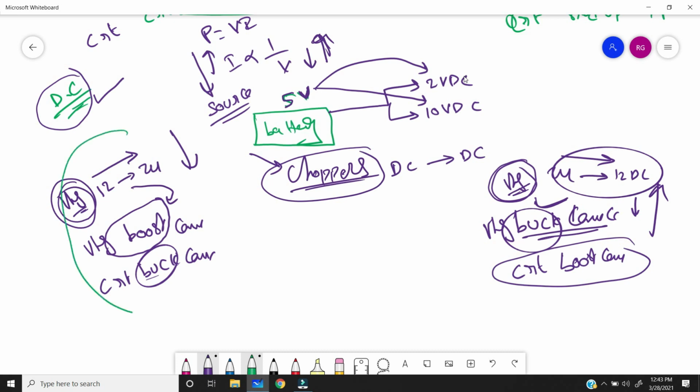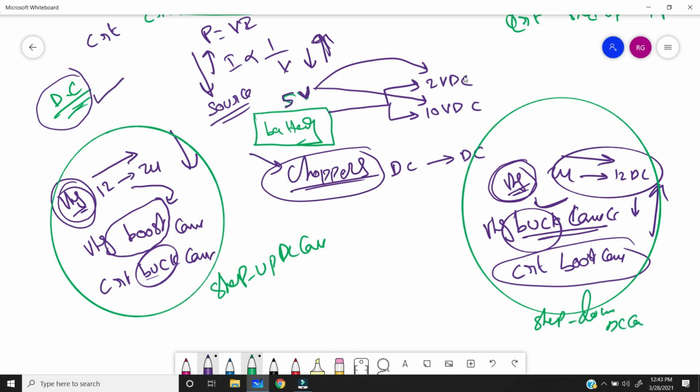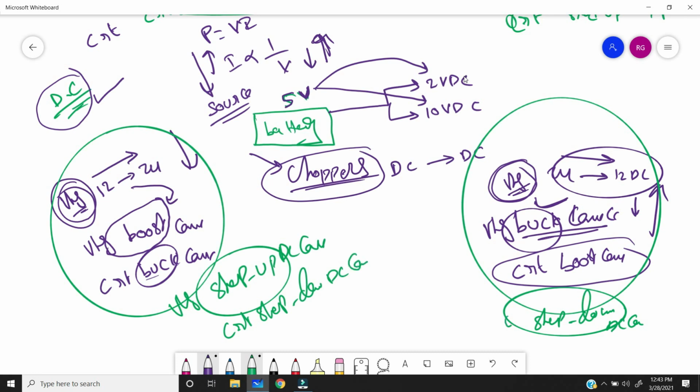And the boost converter has another name, that is nothing but the step-up DC converter. Okay. Like this, the buck converter has another name, that is nothing but the step-down DC converter. Depending on the voltage, we are denoting this. Okay. Step up and step down. When coming to the current, what will happen? This is also known as a current step-down DC converter, and this is also a current step-up DC converter. Depending on the voltage and depending on the current, we write these names. Okay. In general, we take depending on voltage only. That's why it is known as the boost converter and the buck converter. Okay. Now let's go into how a chopper works.